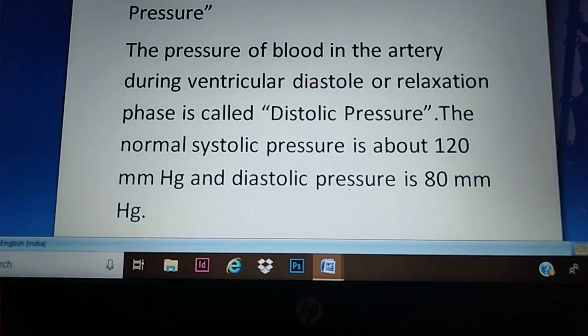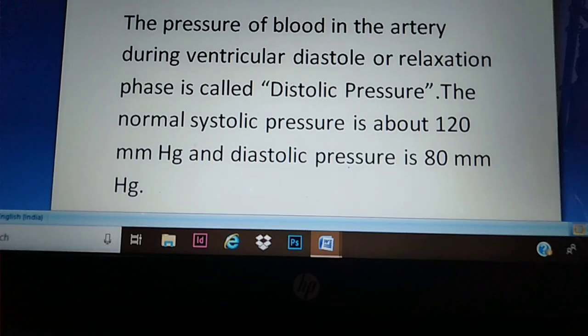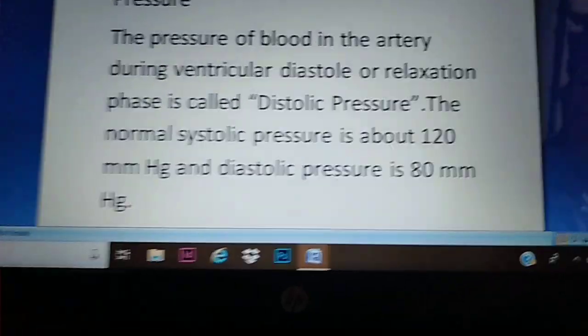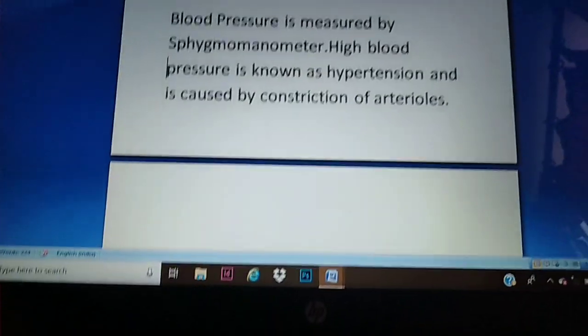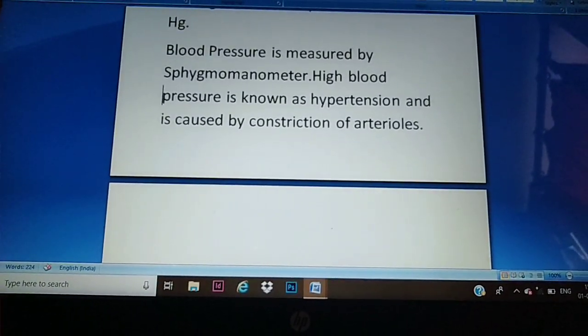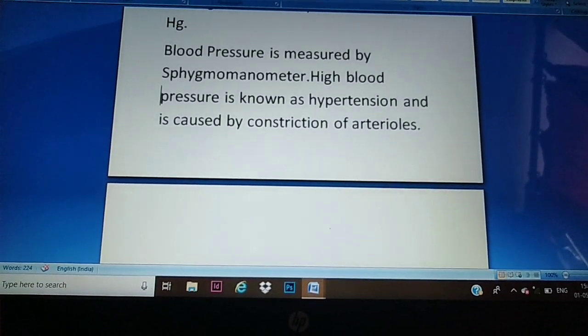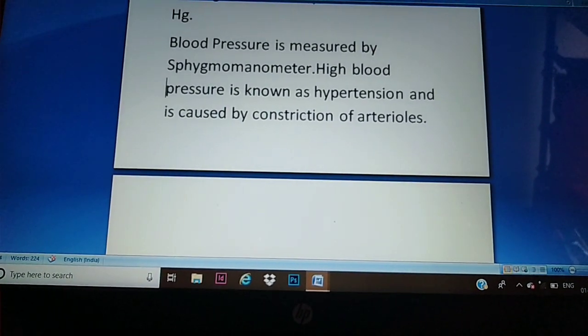Now the blood pressure is measured by an instrument. What is the name of the instrument? Sphygmomanometer. Okay, and high blood pressure is known as hypertension. When there is high blood pressure, it is known as hypertension and is caused by the constriction of the arterioles.